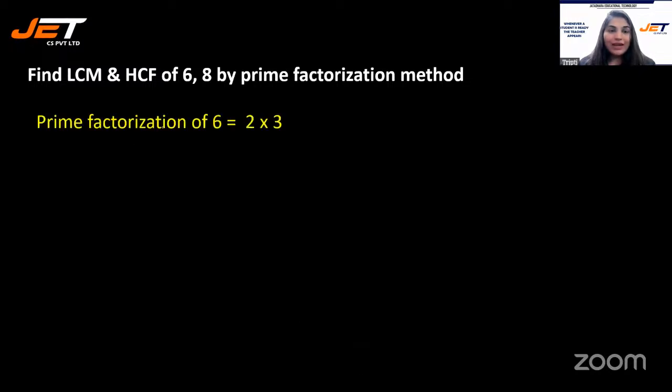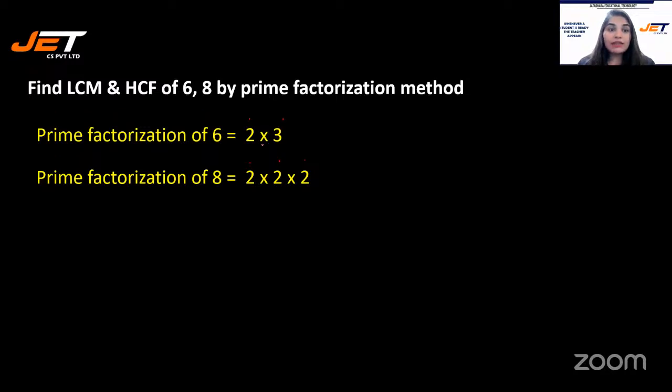So here, prime factorization of 6 can be done as 2 times 3. Okay. And prime factorization of 8 can be done as 2 times 2 times 2. 2 times 2 is 4. 4 times 2 is 8. Prime factorization of 6 is 2 times 3. Okay. Prime factorization is when you write the numbers in the form of prime factors.